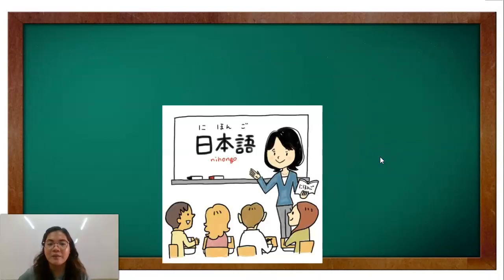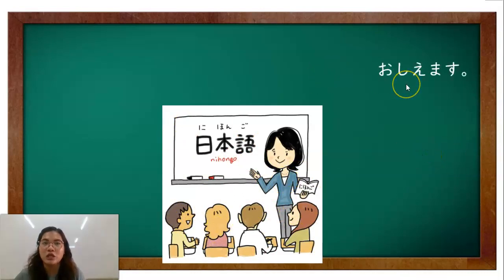Okay? Next up is another example of the teacher teaching the students. So, teach or to teach. Since si teacher is habitual thing naman or mostly araw-araw nang ginagawa ang pagtuturo, so our verb remains in masu form. Oshemasu. Okay? So, si teacher is sensei.